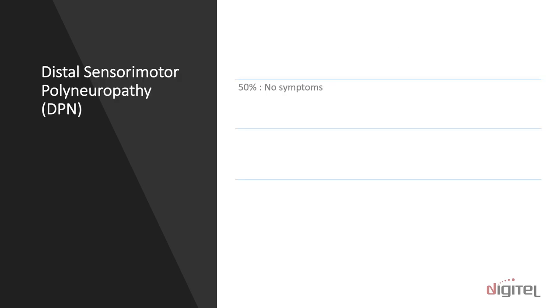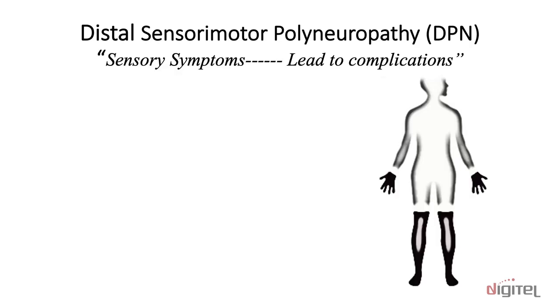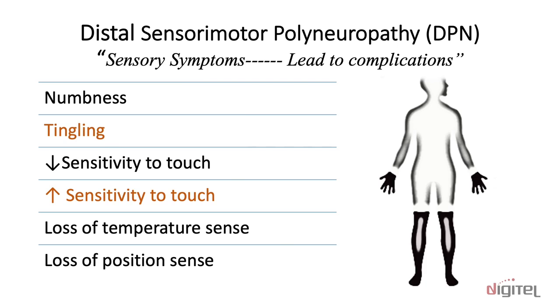Most of the patients at this stage may not have any symptoms or have mild symptoms and may not know about it. Therefore, it's very important that you see your doctor regularly and have a regular foot exam so that this problem can be detected early and potentially get reversed. As I mentioned, this is a sensory motor polyneuropathy, which means both sensory and motor nerves are involved, but sensory symptoms or sensory involvement occurs first.